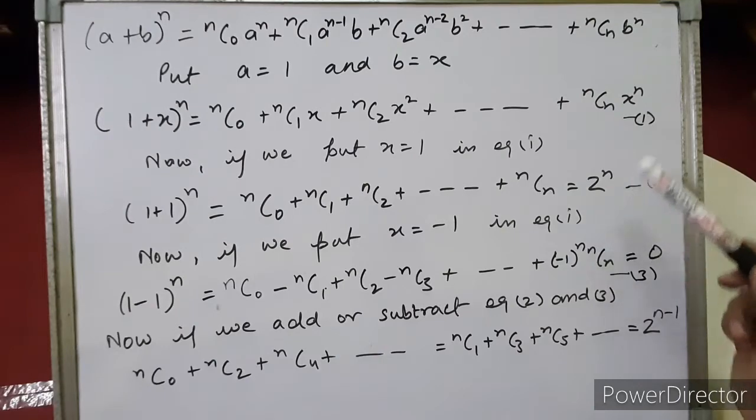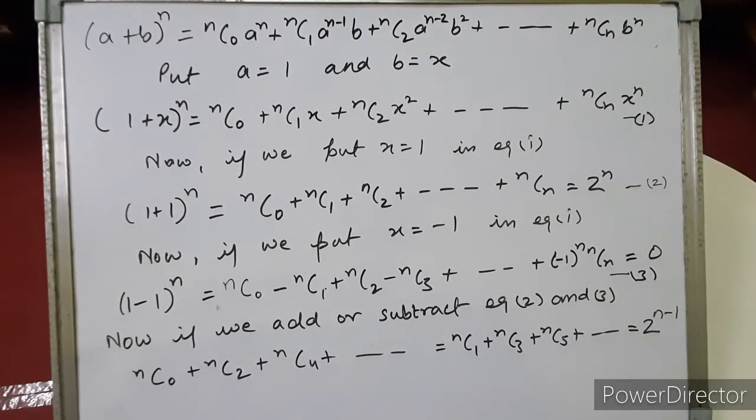Now if we put x equals to minus 1 in the same equation, equation 1, then what will happen? If you put minus 1 here, it will become 1 minus 1, so that will be 0. If you put x equals to minus 1, all the odd powers of x will become negative. That means x to the power 1, x to the power 3, x to the power 5 will become minus x, minus x to the power 3, minus x to the power 5, right? So if we put x equals to minus 1 here, it will become nC0 minus nC1 plus nC2 minus nC3, and so on, plus minus 1 to the power n nCn equals 0. So the sum of the binomial coefficients with alternating signs will be 0.